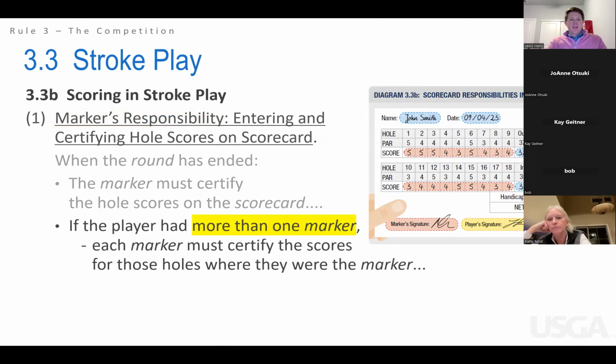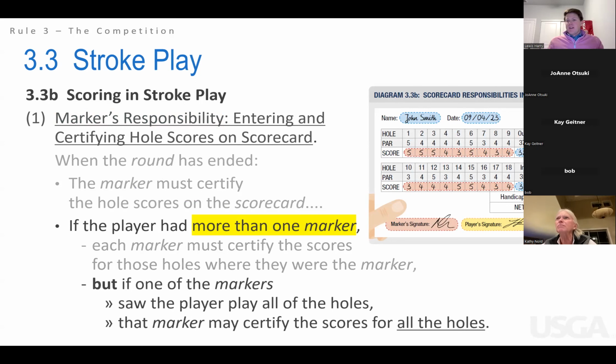The round is ended. The marker has to certify those scores on the scorecard. If you had more than one marker, typically each marker must certify those scores for the holes that they were the marker. But if one of those markers saw you play all of those holes, let's just say they were the third person in your group, halfway through the round, they became your marker. That person can certify all of those holes because they saw you play all of those holes. There's not necessarily a requirement anymore to get two different certifications if you have more than one marker.